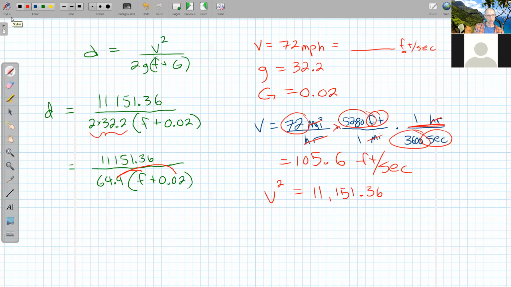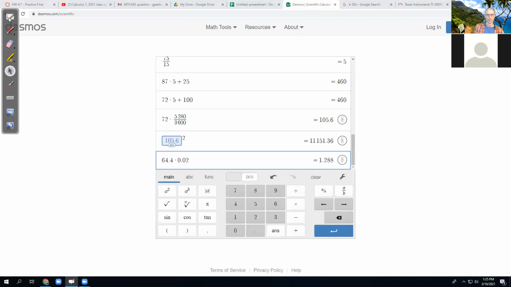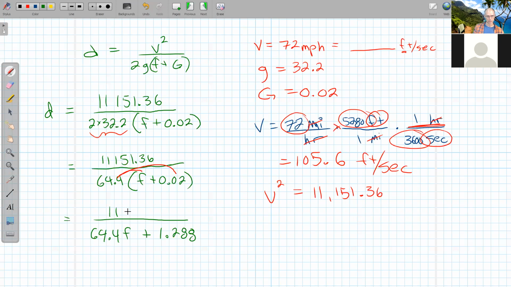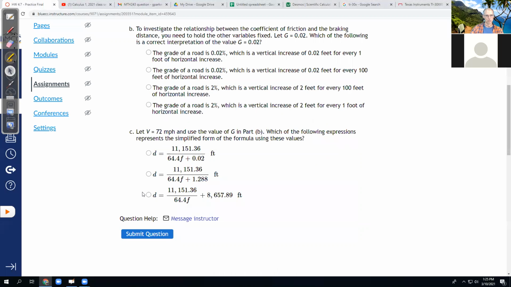So cleaning this up one further step, in the denominator I have 64.4F plus the 64.4 times 0.02, which was 1.288. Yep. And we still have that 11,151.36 in the numerator, and that does match one of my choices. Right there. Yeah, it's all coming back to me now. Right there.